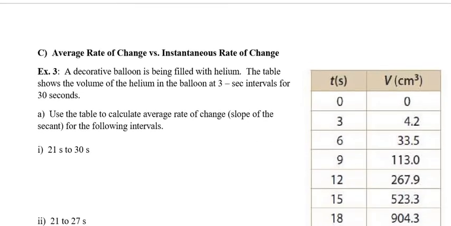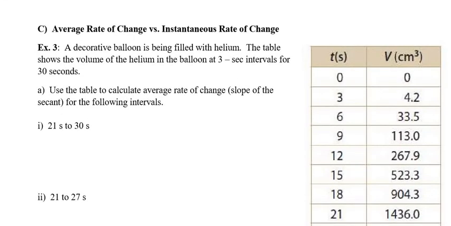So now that we've talked about that, let's talk about instantaneous rate of change. Instantaneous rate of change just refers to the rate of change specifically at one single point, how quickly something is changing at a specific point. So to do that, let's try another example and we'll talk about it really quick.